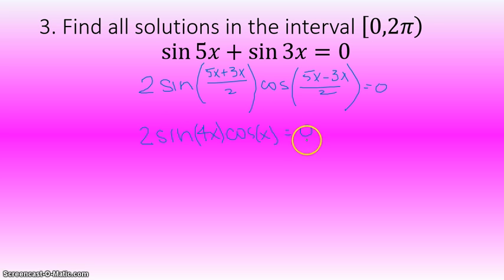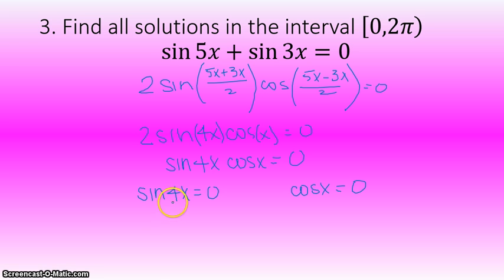Now I have things multiplied to equal 0. So I could go ahead and divide by 2 first if I wanted to. I could keep the 2 as part of it. I would say let's just go ahead and get rid of the 2. So divide both sides by 2, which gives me sine 4x times cosine x equals 0. So sine 4x equals 0, cosine x equals 0. Here, because this is a 4x, I'm still going to say where does sine equal 0, which would be at 0 and at pi.